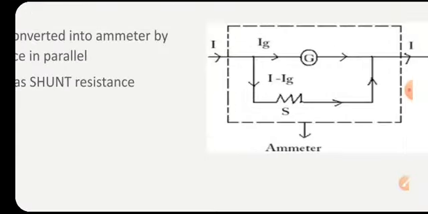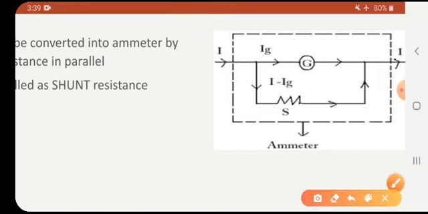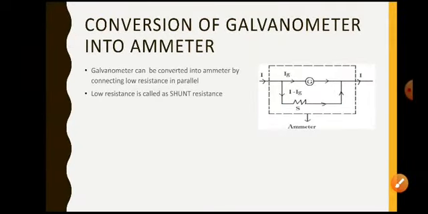See here, G is the galvanometer, and a small low resistance is connected in parallel. Then this behaves like an ammeter. Adding this low resistance converts it into an ammeter. This low resistance is called a shunt resistance. The shunt is connected to the galvanometer in parallel, then the galvanometer becomes an ammeter.